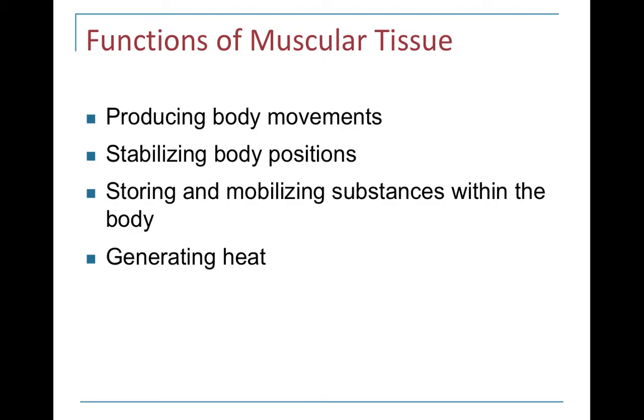what are the functions of muscular tissue? To produce body movements, to stabilize body positions, so think about our posture, to store and mobilize substances within the body, and to help generate heat, or the process of thermogenesis.